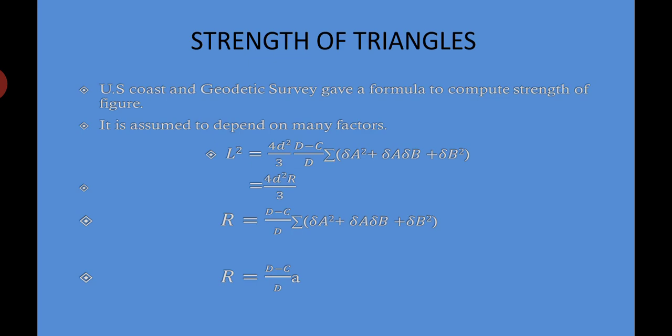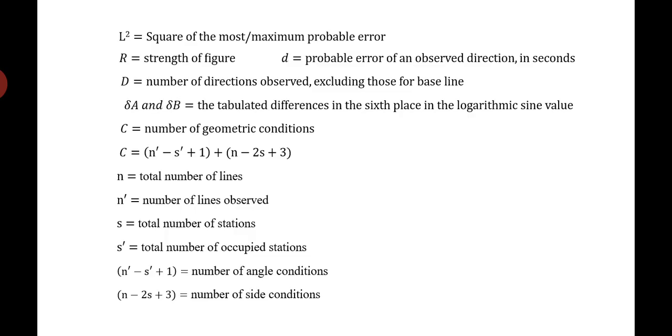Here I have shown it as L square. This we are going to call what? The square of probable error, and that would occur in the sixth place of the logarithm of any side, if the computation were carried out from the known side through a single chain of triangles after the net had been adjusted. Net means the system of triangles had been adjusted for the side and the angle conditions.